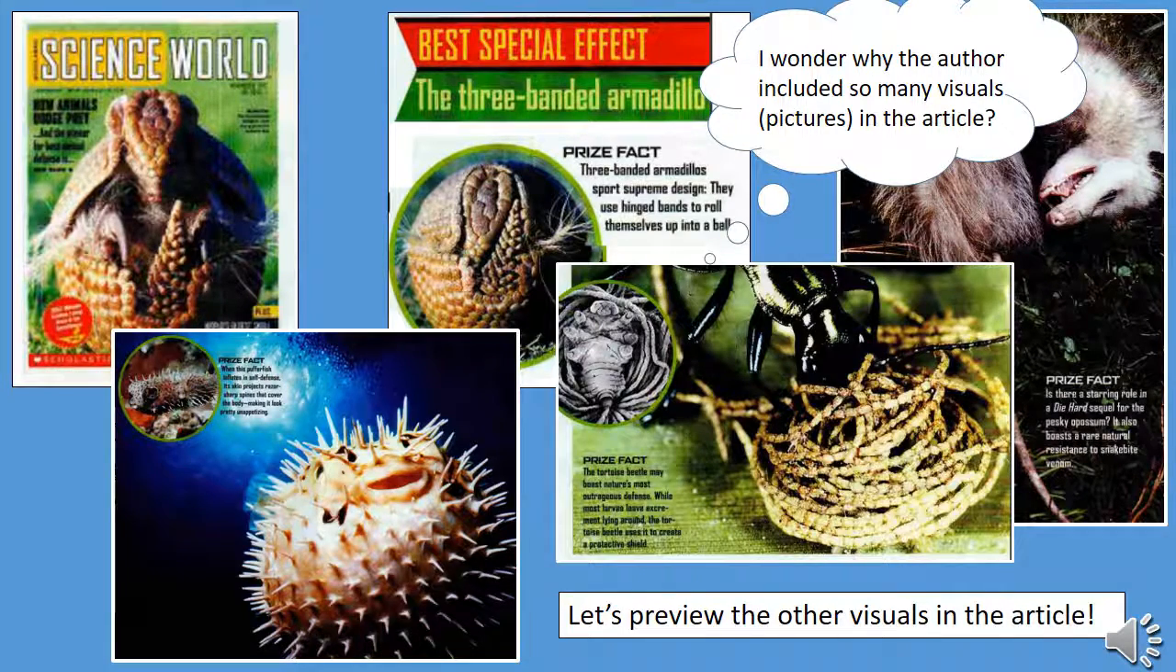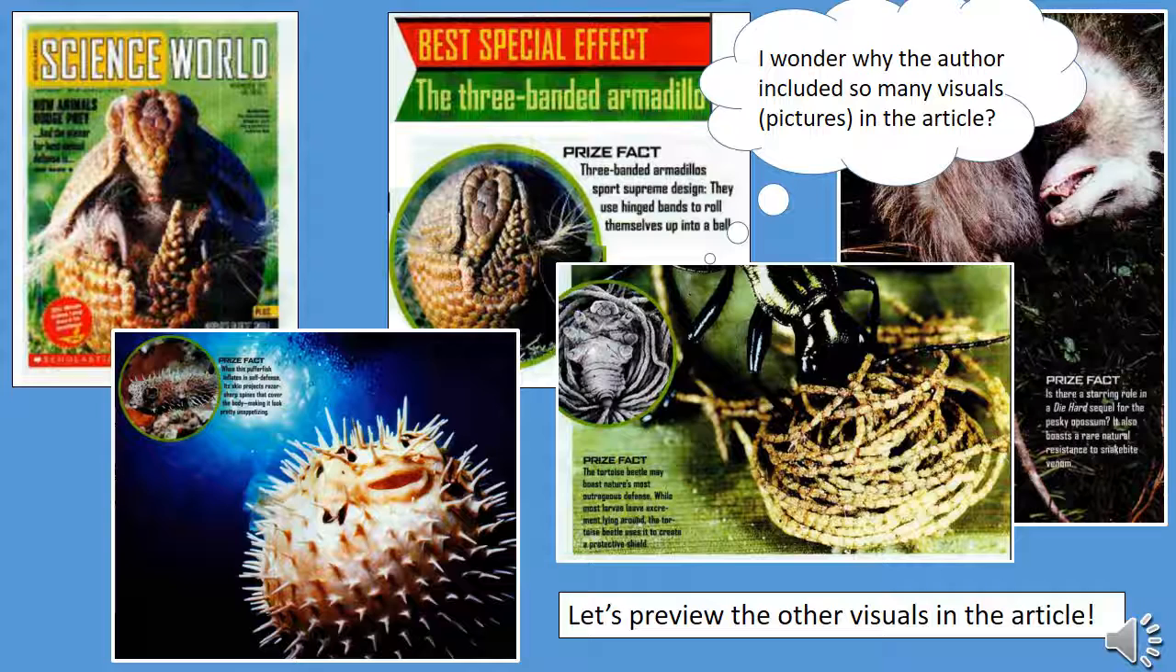And finally, I see a picture of the tortoise beetle. And the caption says, "The tortoise beetle may host nature's most outrageous defense. While most larvae leave excrement," that's poop, "lying around, the tortoise beetle uses it to create a protective shield." That is very strange. So basically it uses its poop to create a shield with which to protect itself. That is very interesting.